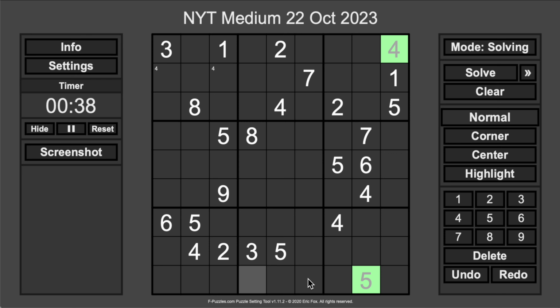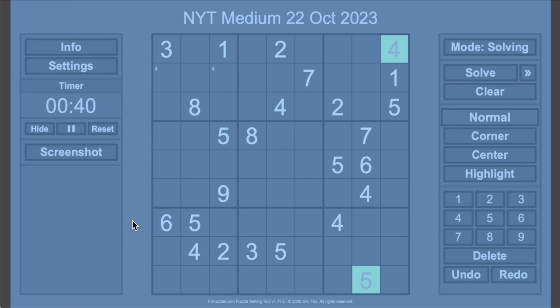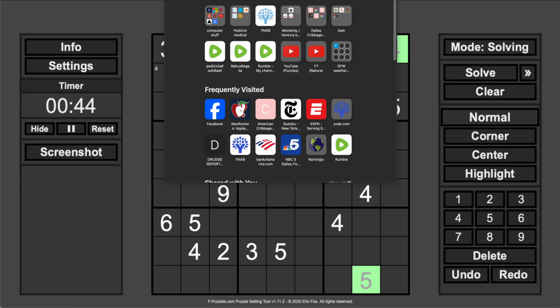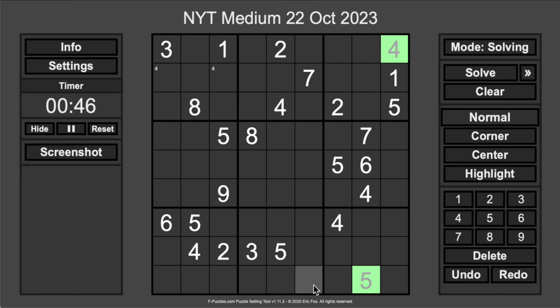Oh, and one of these two is a four. Thank you. Okay. These two is a four. Let's see, 654, 4235. Okay, I've got my fourth place and my fifth place. That's it for the bottom three rows.